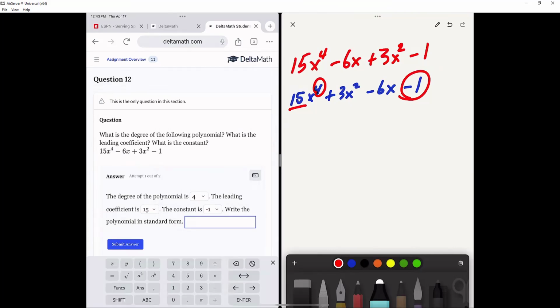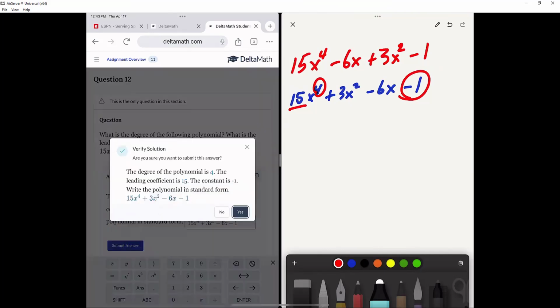And then if I were writing this, I would go 15x to the 4th plus 3x squared minus 6x, and then minus 1. And if I submit that, it says nice job.